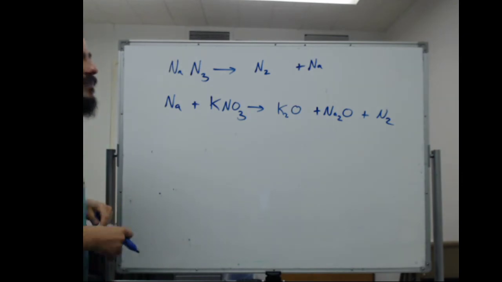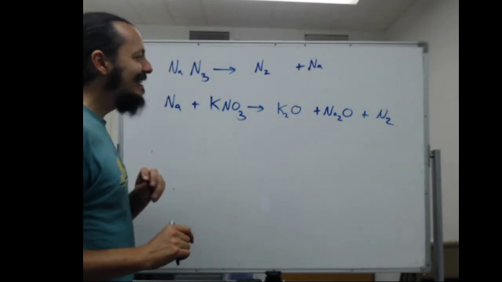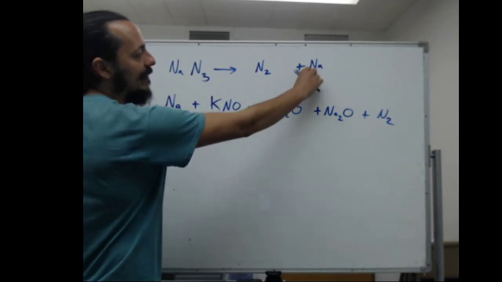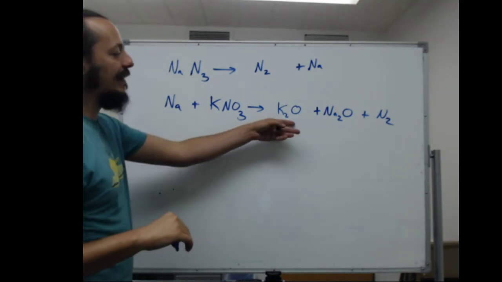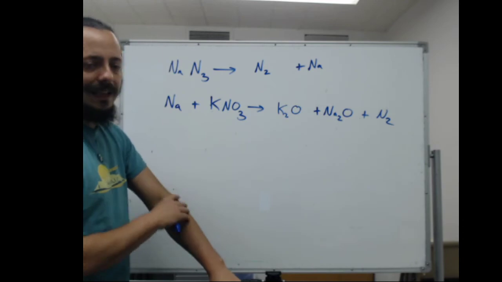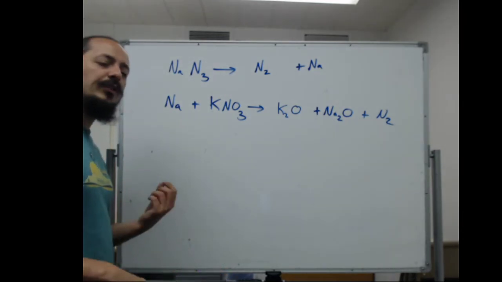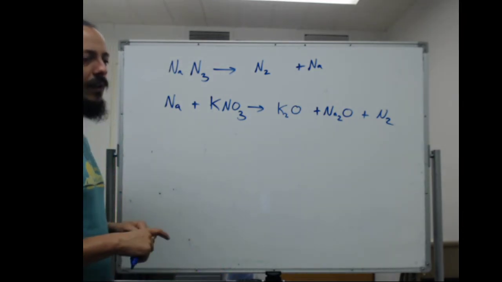Potassium oxide and sodium oxide are still a little bit dangerous. Not nearly as dangerous as sodium azide or sodium metal, but still things that we don't want sitting around. If you get this powder, this solid powder, on your skin, it will slowly cause burns.